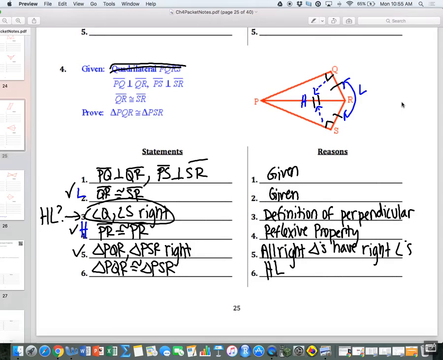Okay, that's like the 3rd or 4th proof of that type that we have done together. So you guys need to remember that, please. I know that HL is a tough one, but you should be able to do it. Questions before we move on? Flip the page then.